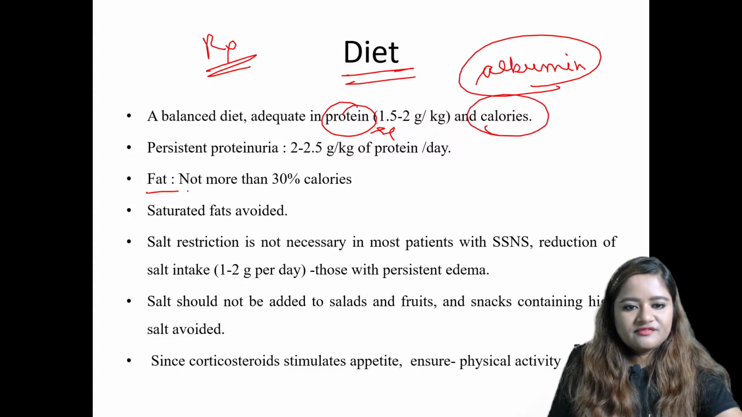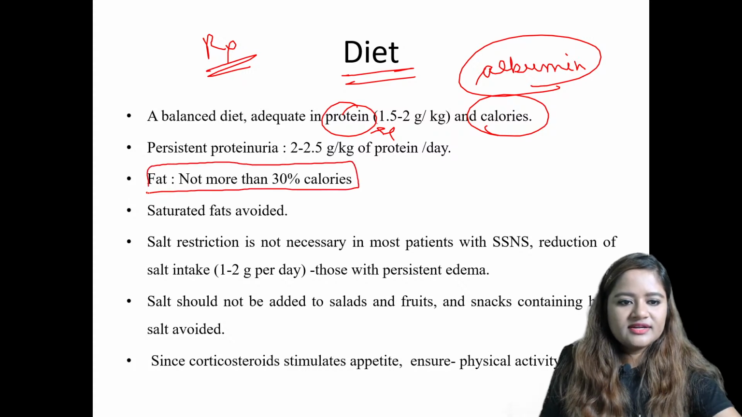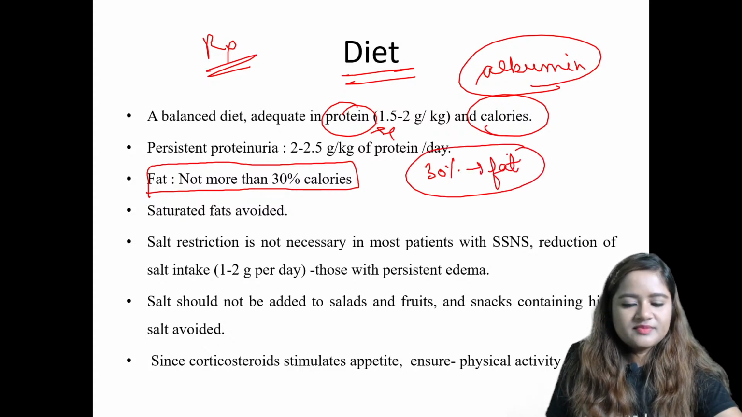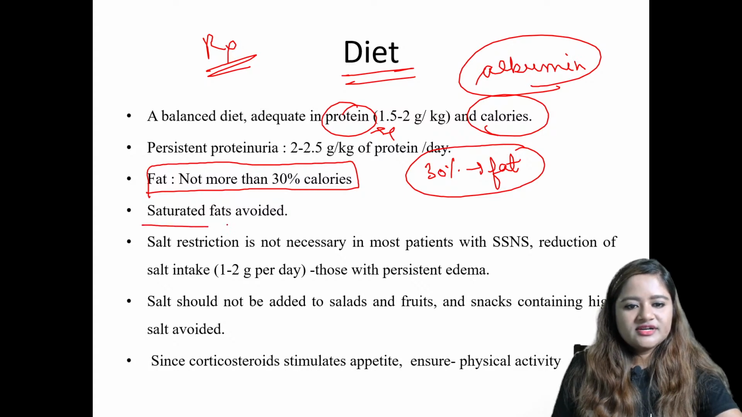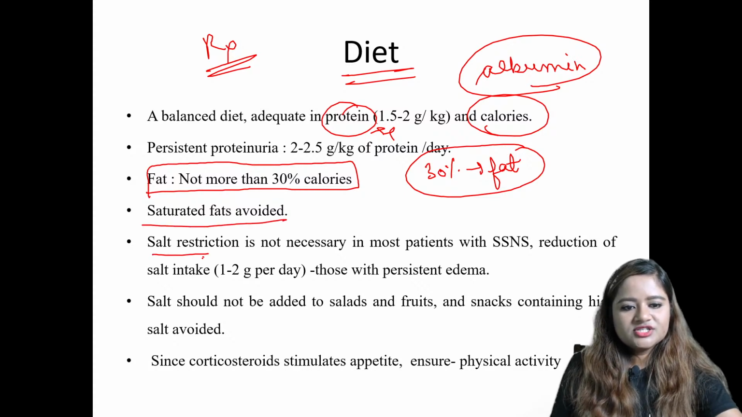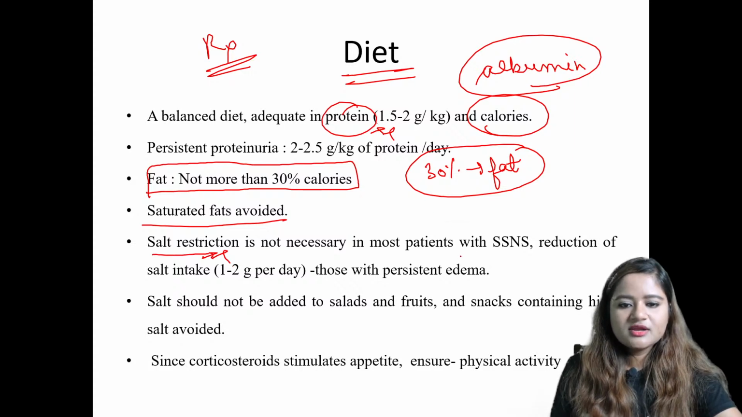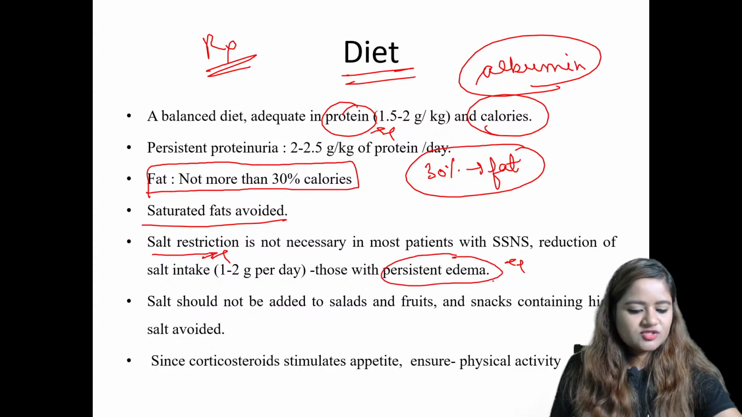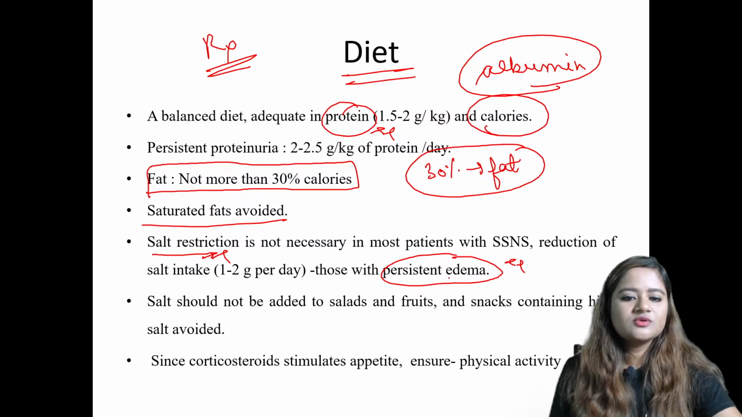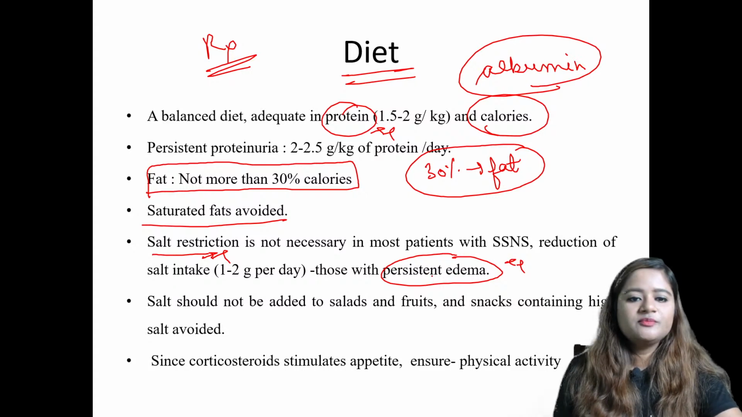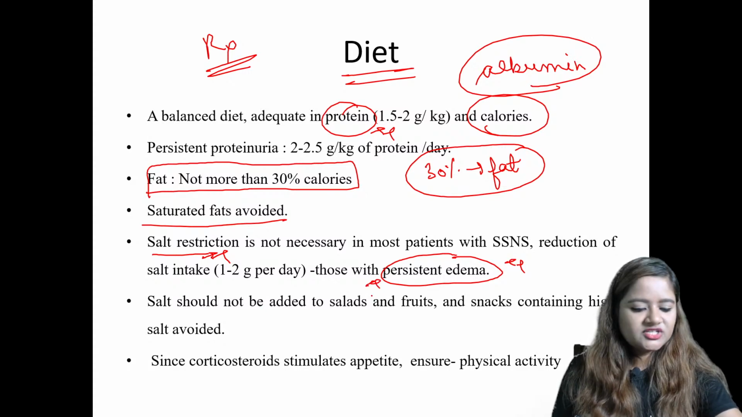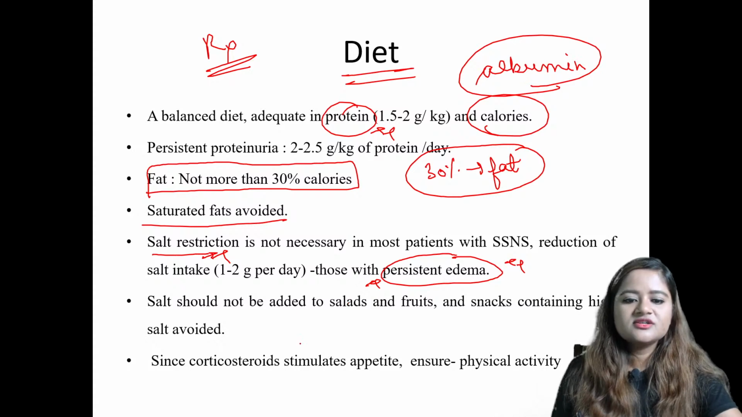Now you have to remember the fat cutoff. You don't have to advise more than 30% of the total intake to be fat. Okay, not more than 30% of the total intake should be fat. Saturated fats should be avoided. Salt restriction is not necessary in most of the patients now. Reduction of salt intake is only done in patients who are presenting with persistent edema. So for every nephrotic or renal patient, you should not say to restrict salt. It is more important to increase the protein in the diet rather than salt restriction. Okay, so salt restriction can be used only when the patient has gross edema. At that time, you can advise a salt restriction, but it is not a clear-cut indication in the dietary advice.